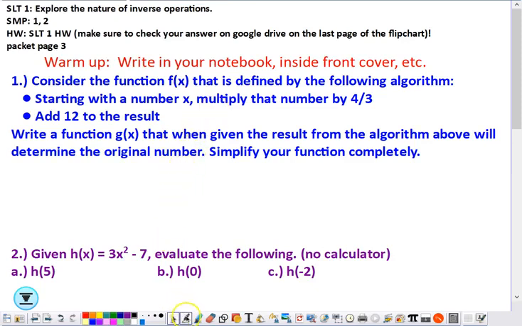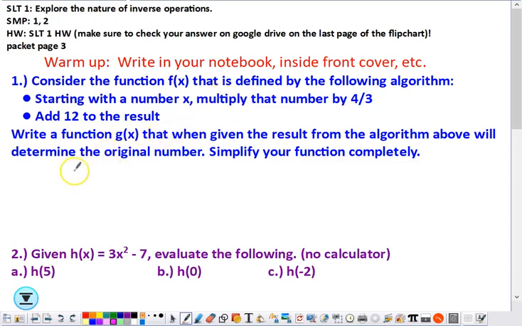This is going to be a lesson that looks at the nature of inverse operations, specifically as it relates to two functions when I'm looking to evaluate things. The first thing I'd like you to do is to please grab a piece of paper inside your notebook, the front cover, and pause the video and try these two problems.